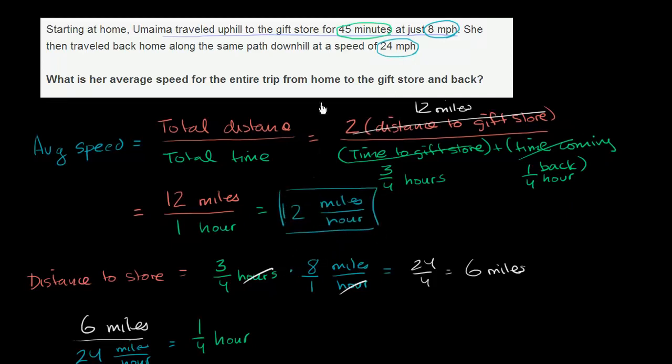And you might have been tempted to say, hey, why don't I just average 24 and 8? But that wouldn't have been right because she's traveling those for different amounts of time. So what you really have to do is go back to your basics: total distance over total time. This first sentence gives us half of the total distance, so we just double that. They tell us the time to the store, and we can figure out the distance, and then using that and her speed, we figure out her time back. And then we get total distance divided by total time, 12 miles per hour.